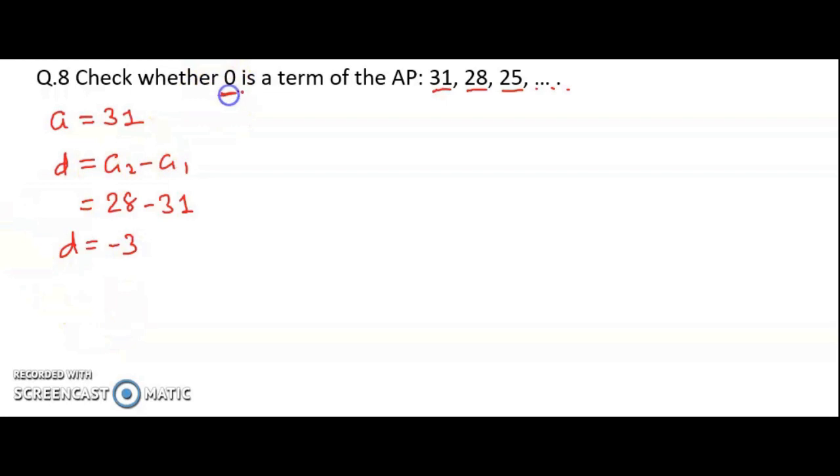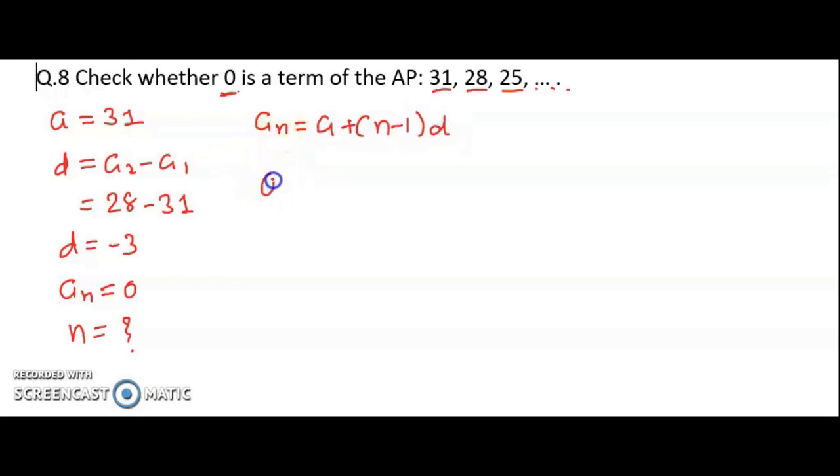Now we have to check whether 0 is a term of this arithmetic progression or not. So let's take an equal to 0 and find out the value of n. So if you put the formula, here we have an equal to a plus n minus 1 d. An is 0, a is 31 plus n minus 1, and d is minus 3. So if you simplify this, 31 will go to the left hand side, so minus 31 equal to n minus 1 multiplied with minus 3.